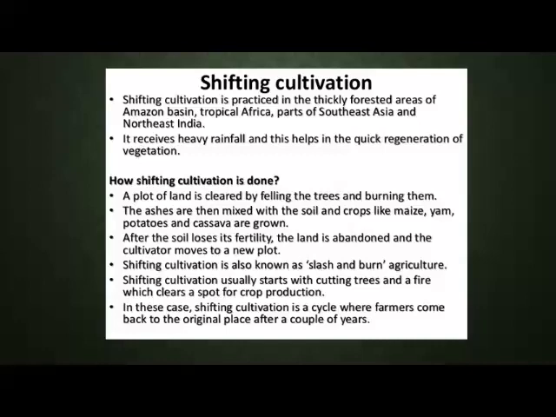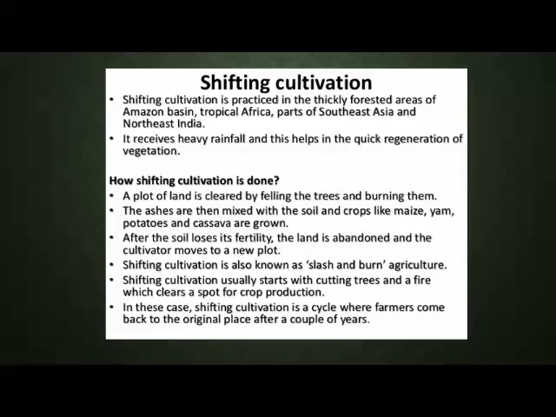A plot of land is cleared by felling the trees and burning them. The ashes are then mixed with the soil and crops like maize, yam, potatoes and cassava are grown. After the soil loses its fertility, the land is abandoned and the cultivator moves to a new plot. Shifting cultivation is also known as slash and burn agriculture.